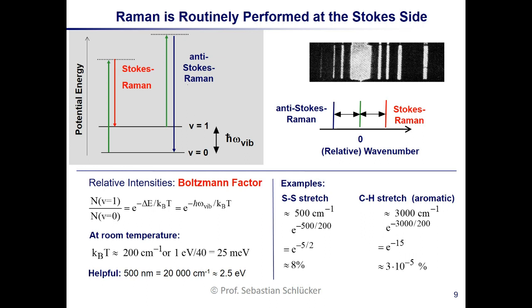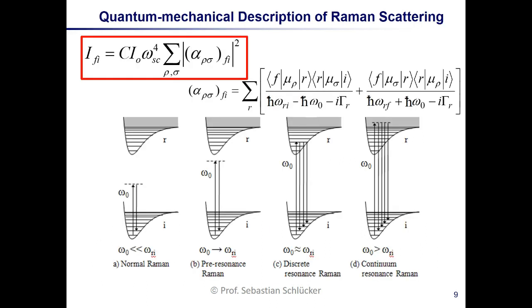The quantum mechanical description is written here in terms of the second order perturbation theory, the famous Kramers-Heisenberg-Dirac dispersion relationship. So first of all, you see the formula for the intensity from the initial to the final state. In an approximation, it's proportional to the incident intensity of your laser light, I0. C is a constant to get the units correct. Omega scattering enters with the fourth power in this approximation.